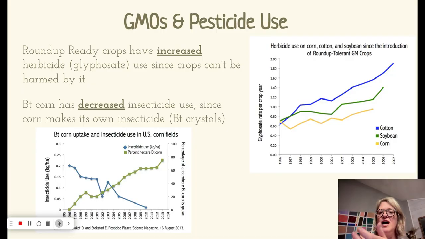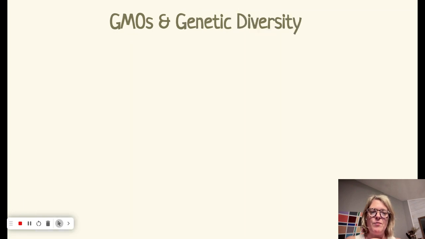There are pros and cons to both GMOs and pesticide use. The point for the farmer is we want to get a higher yield. Using these various genetically modified organisms allows the farmer to get a higher yield. Higher yield means more crops, means more money for the farmers.